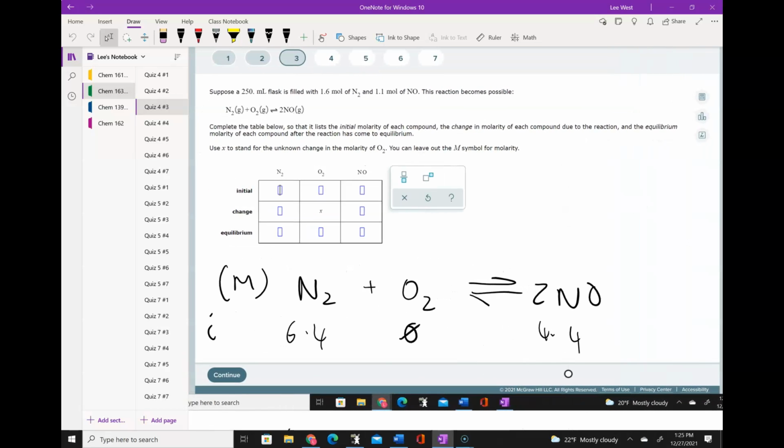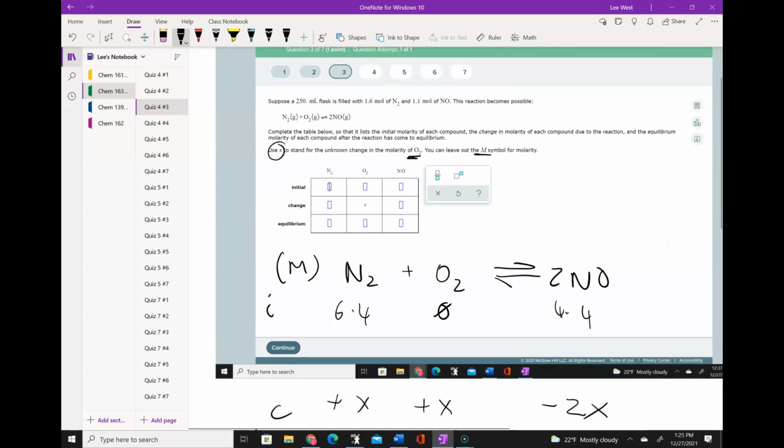Complete the table below so that it lists the initial molarity of each compound. We did that and we got it right. The change in molarity of each compound due to the reaction, and the equilibrium molarity of each compound after the reaction has come to equilibrium. Use X to stand for the unknown change in the molarity of O2. You can leave out the symbol for molarity.